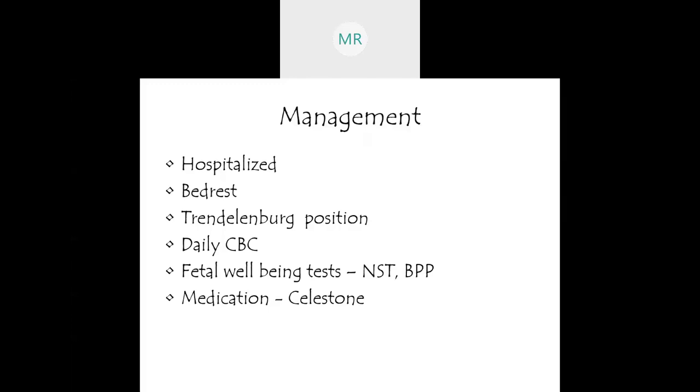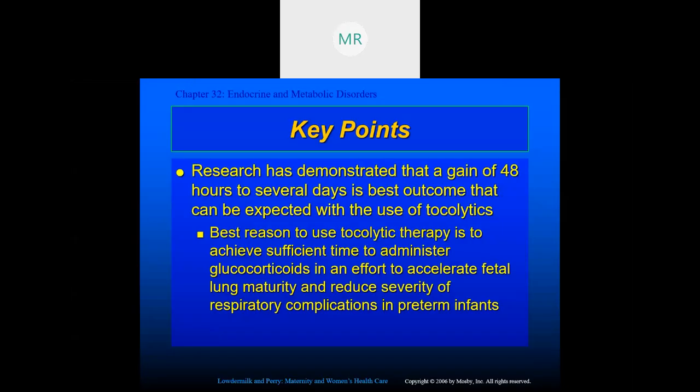Some key points before we keep going. Research has demonstrated that a gain of 48 hours to several days is the best outcome that can be expected with the use of tocolytics. Best reason to use tocolytic therapy is to achieve sufficient time to administer the steroid, the glucocorticoids, which is your betamethasone, your Celestone, in an effort to accelerate fetal lung maturity and reduce the severity of respiratory complications.